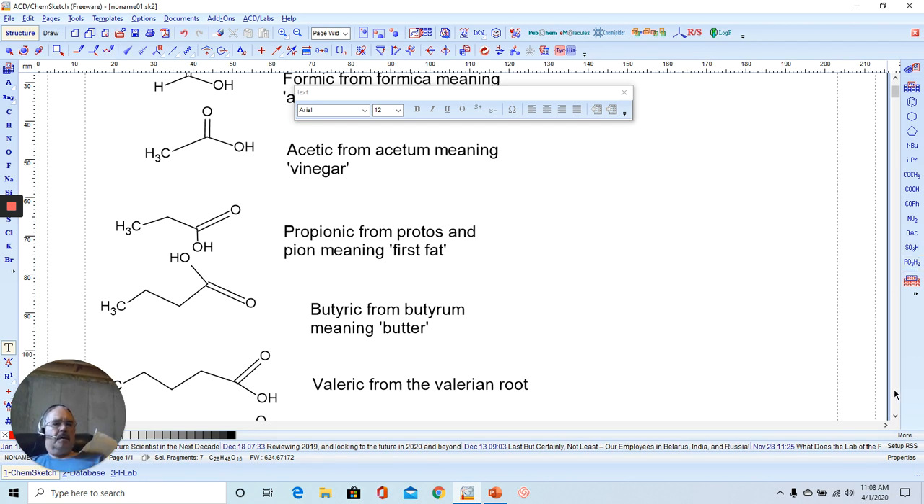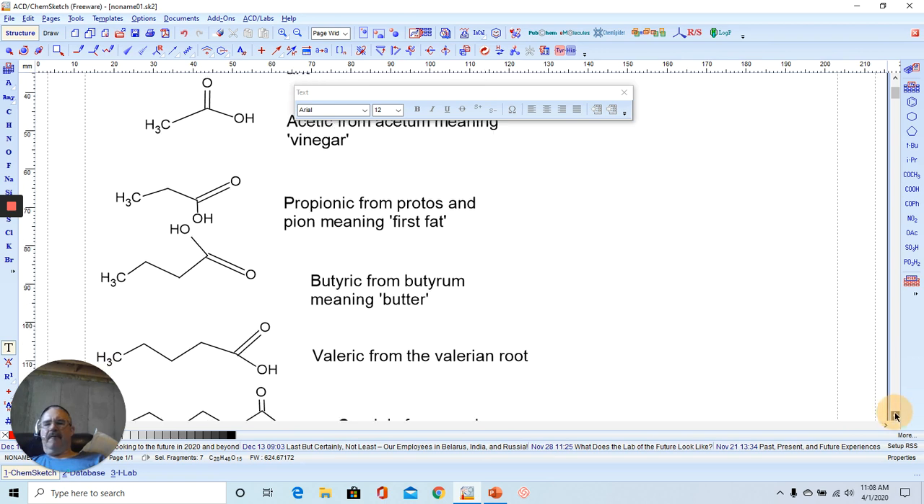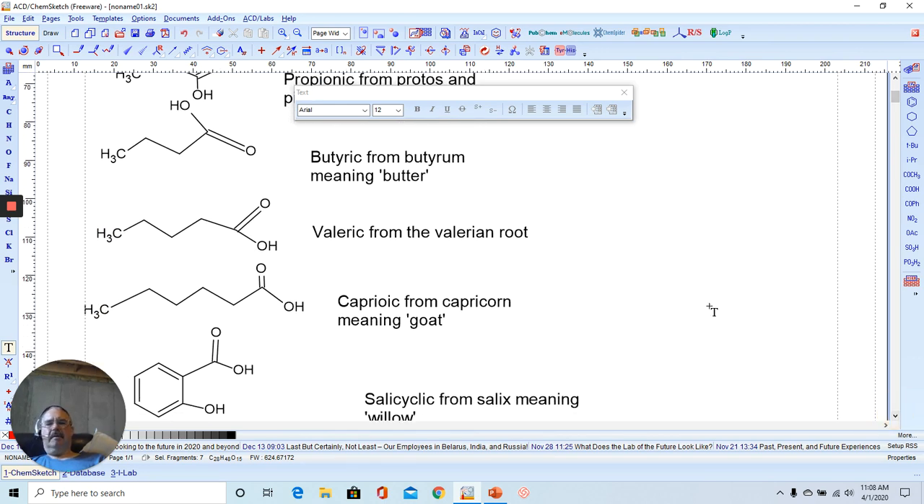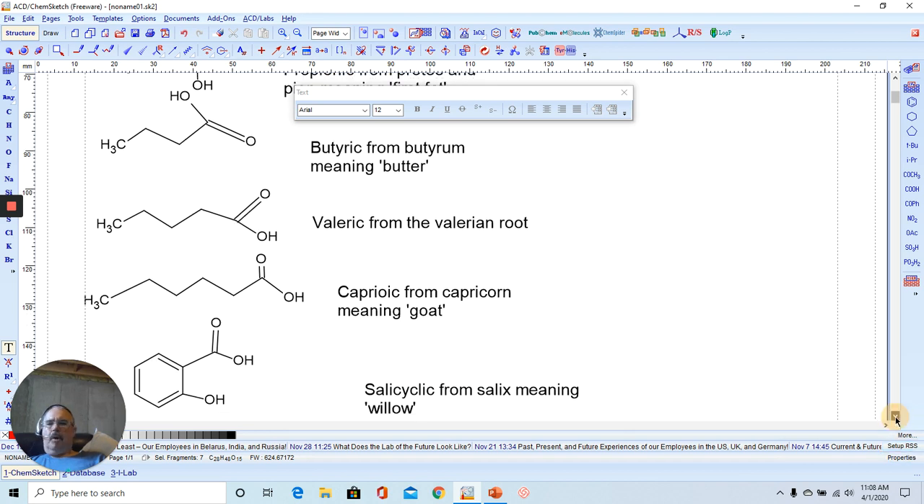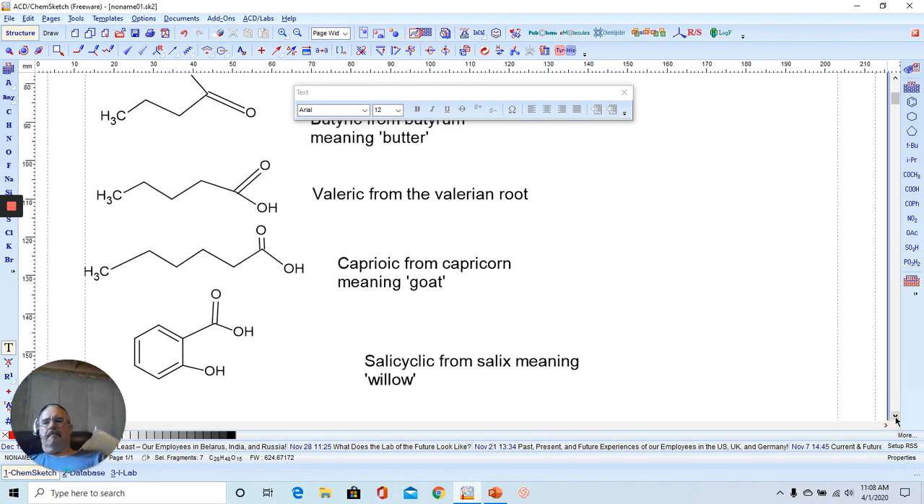Okay, the next acid we have is valeric acid. This comes from a plant, the valerian root. Caproic acid is a 6-carbon carboxylic acid. It's hexanoic acid in the IUPAC. Its name comes from Capricorn, which means goat.